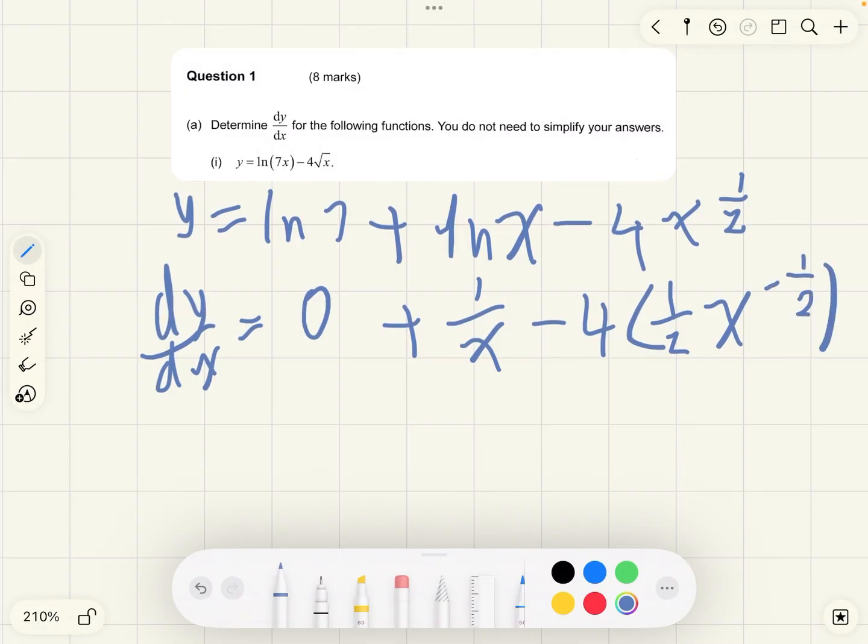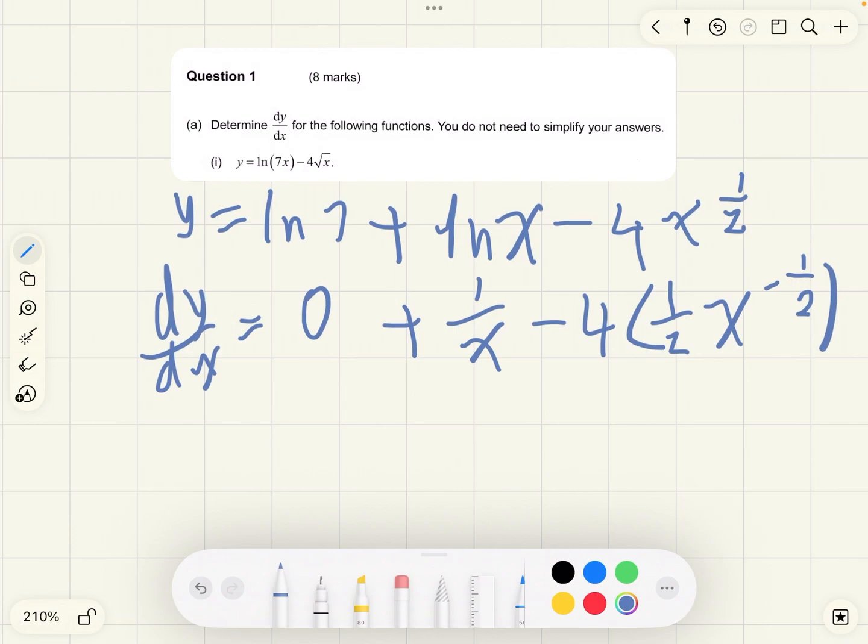And this is your final answer. You do not need to simplify your answer here. For your real exam, you probably don't need this first step, writing y here, because you want to be really fast on this type of question. I write the original function just to show you clearly how the question goes, but you shouldn't need this step.